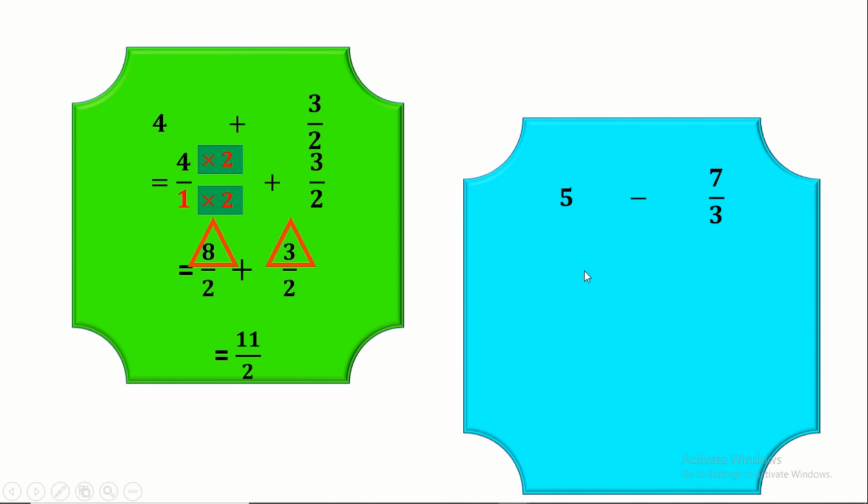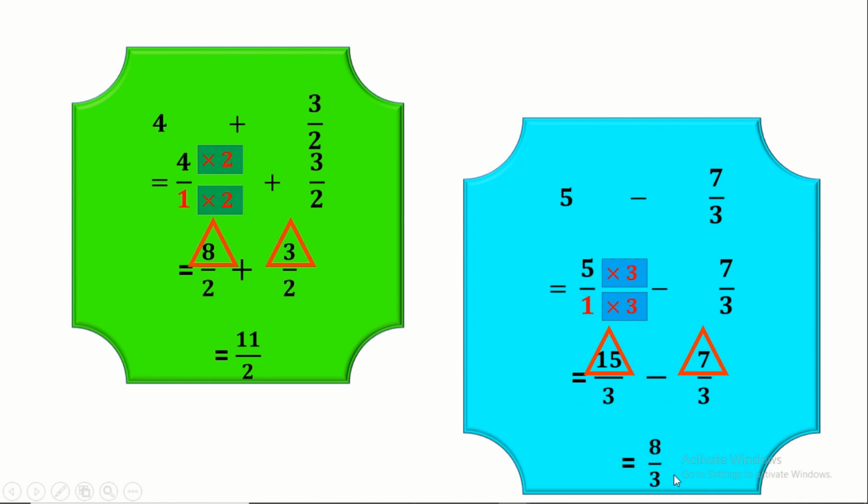The same in subtracting. Here, as you see, 5 minus 7 over 3. 5 has no denominator, so we can write it over 1. Now we should transform into the same denominator. So we can multiply 1 by 3 to get 3. Sure, we multiply the numerator same as the denominator. Now 5 times 3, isn't it 15? Over 1 times 3, 3. Minus 7 over 3, we copy it the same. Now we have the same denominator, which is 3. Let's subtract the numerators. 15 minus 7 gives us 8. So the answer is 8 over 3. The denominator 3, we copy it the same.